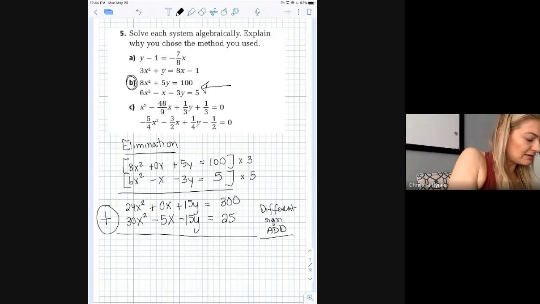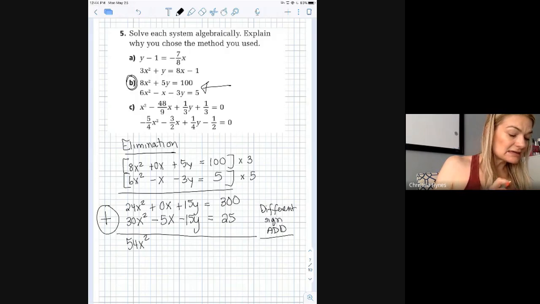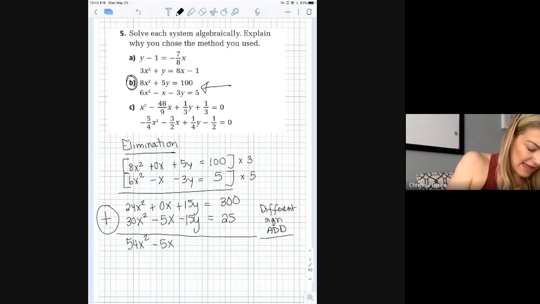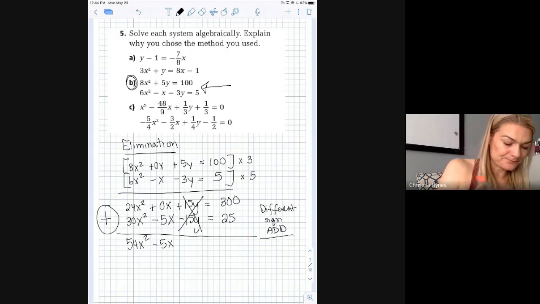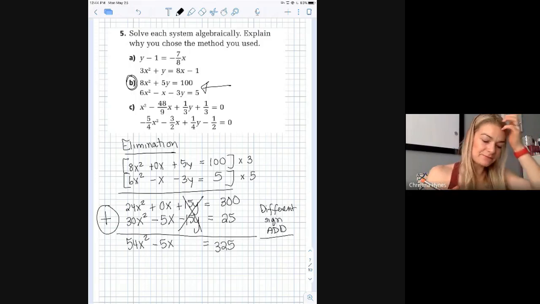And so we're going to start with 24 plus 30 gives us 54x squared. And then we have 0x plus negative 5x is just going to be negative 5x. And then what should happen if you do this properly is, if you look, positive 15 plus minus 15 will actually eliminate and cross each other off. So that's the whole point of elimination. And then 300 plus 25, I don't know why I put that in my calculator. It should be just 325, okay?